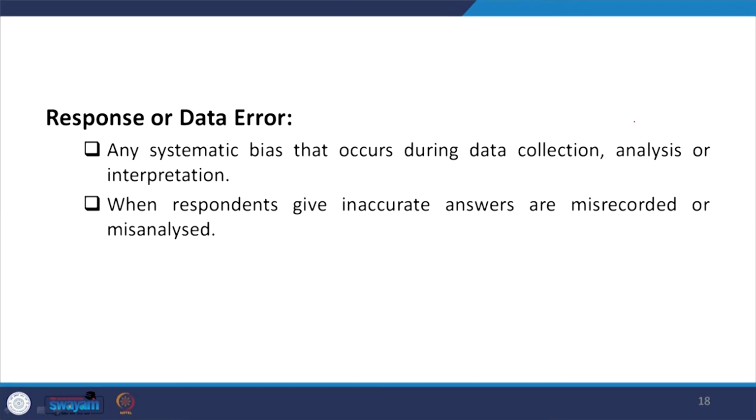So, what do you mean by response or data error? It is usually a systematic bias which occurs during the data collection, analysis or interpretation stage, and that too when the respondents give inadequate answers that mislead the information, and sometimes these are misrecorded or misanalyzed. These are called data related errors.